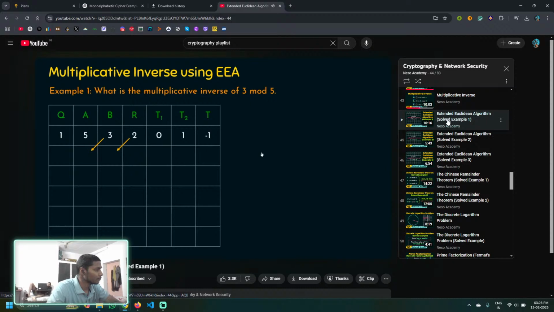We did only this in Euclid's algorithm, but we are going to do something additional here, which is that the value of T2 is placed in T1 and the value of T is placed in T2. So if you remember this, that's it. You can easily solve this problem. Now A is going to store 3, B is going to store 2, T1 is going to store 1, and T2 is going to store -1.